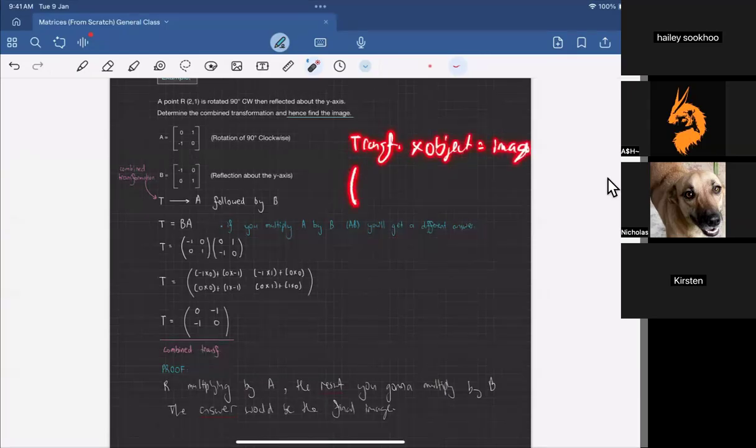See, a transformation here. The first one is 0, 1, minus 1, 0, by 2, 1, and you multiply it, and that will give you an image. What will the image be if you multiply it by 0, 1, minus 1, 0? Remember, what does that transformation do?